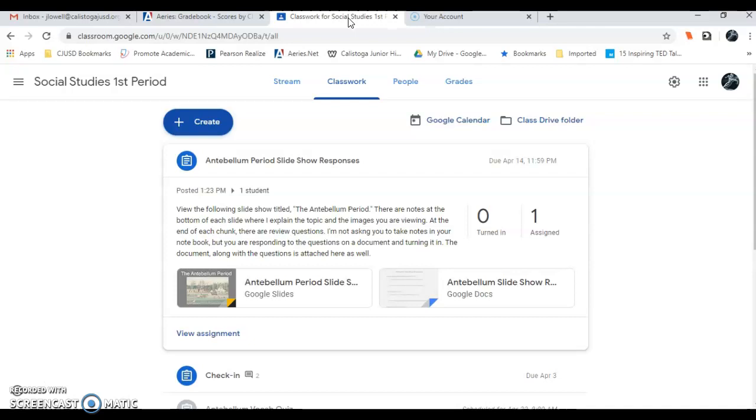Today, we're going to introduce the Antebellum period, which is the period before the Civil War in America. We're looking at Google Classroom here. This is the assignment. It is a slideshow, and then some responses that you have to write to that.